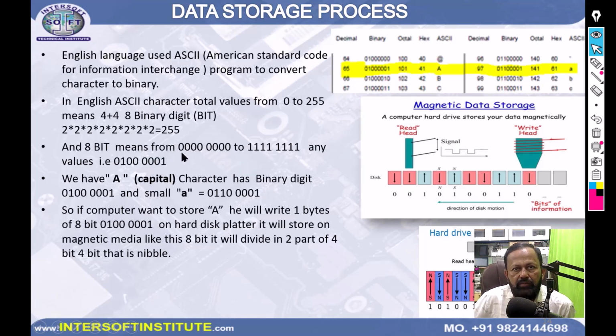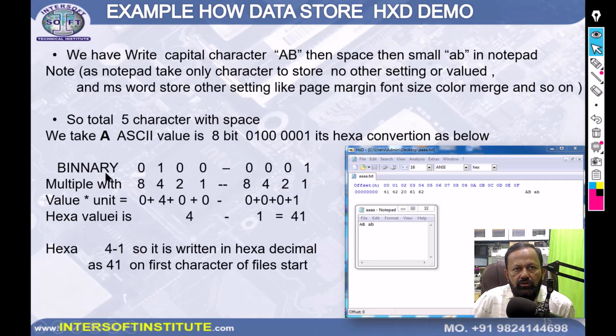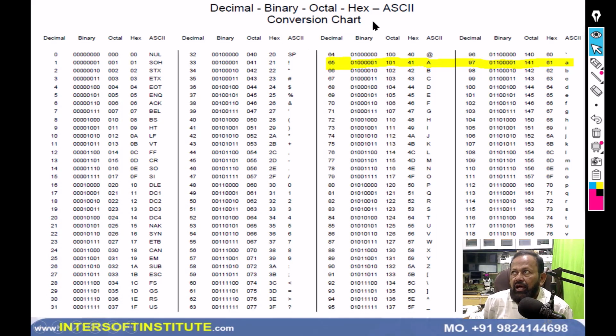Binary is 8 bit, from 00000000 to 11111111. Every character has its own code, that is 01000001 for capital A, and small a is 01100001. If the computer wants to store A, it will write 1 byte of 8 bits, that is 01000001, on the hard disk platter. It will be stored on the magnetic media like this. The 8 bits divide into 2 parts of 4 bits and 4 bits, that is a nibble. So in binary it stores this type of number. So this is ASCII.